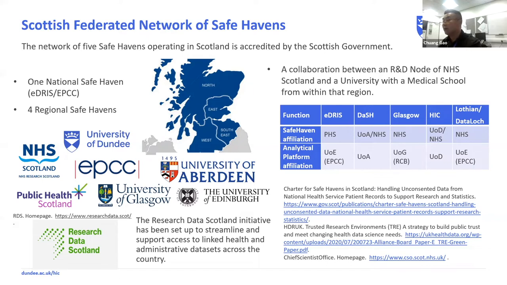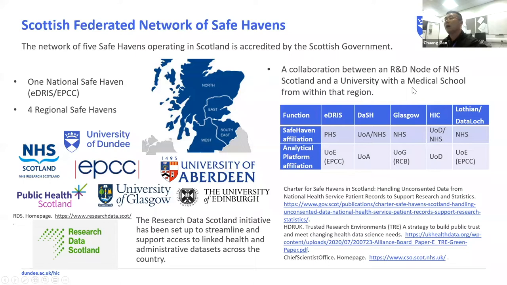Then Glasgow Safe Haven and Lothian Safe Haven. Lothian Safe Haven is also called DataLoch. They used to be two separate organizations, and during the pandemic, they sort of merged into one safe haven. These two safe havens are led by the NHS. They cover the west of Scotland, Edinburgh, and the southeast region of Scotland. They work in collaboration with Glasgow University and Edinburgh University. And last but not least is the Health Informatics Centre at the University of Dundee. It is a safe haven covering the Tayside region and Fife.